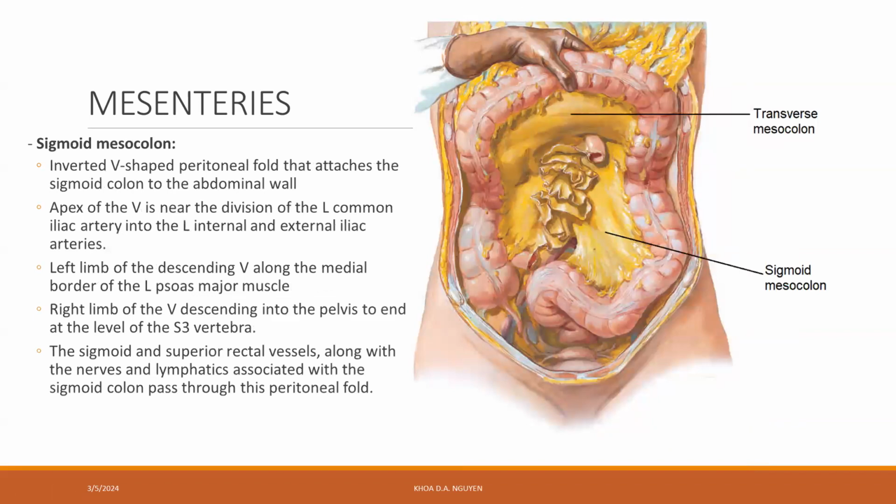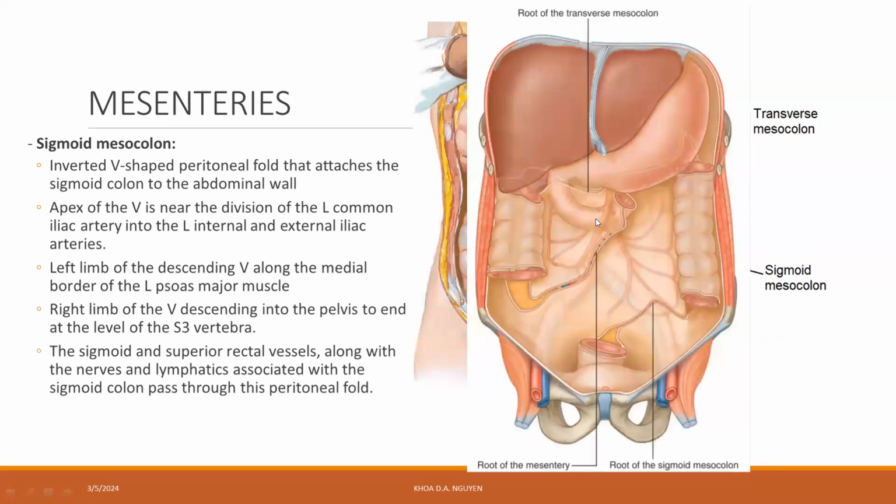And now we'll look at the sigmoid mesocolon. The sigmoid mesocolon is going to be this mesocolon right here, all right? That is going to be connecting this part, aka the sigmoid colon, okay, this part, into the posterior abdominal wall. The root of the sigmoid mesocolon is here, and as you can see, it has an inverted V shape, okay? It looks like a mountain, okay, an inverted V. Now, the left limb, which is basically this limb right here, of the inverted V is going to be along the medial border of the left psoas muscle.